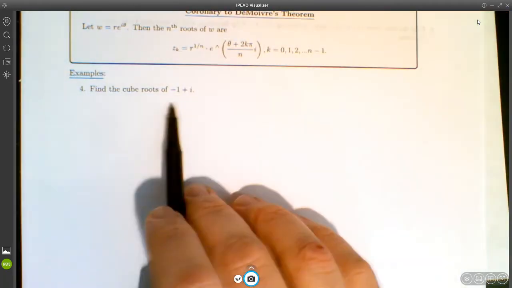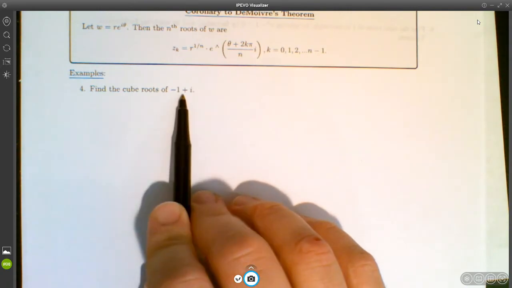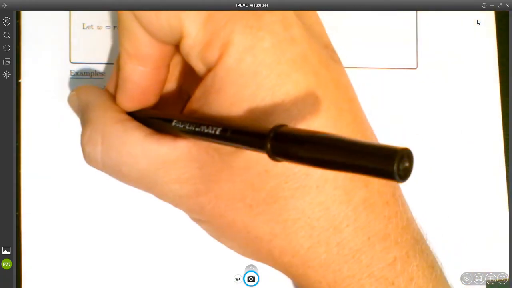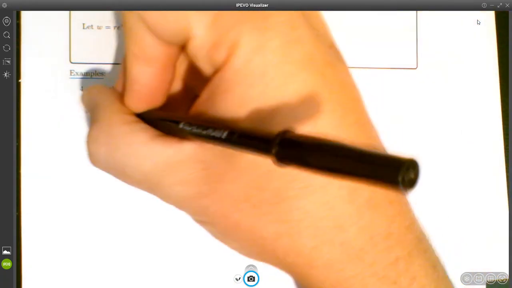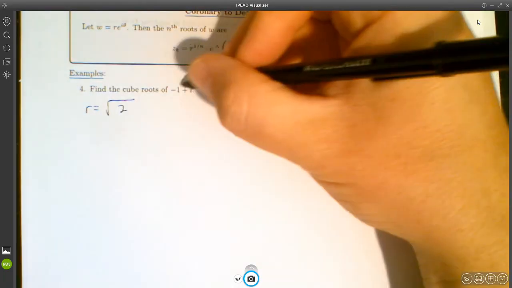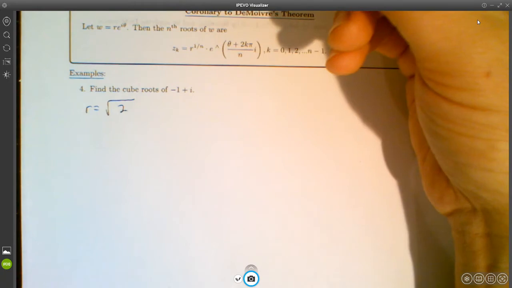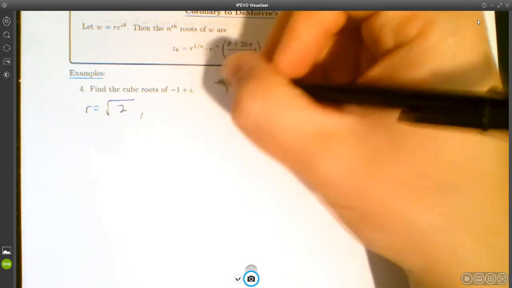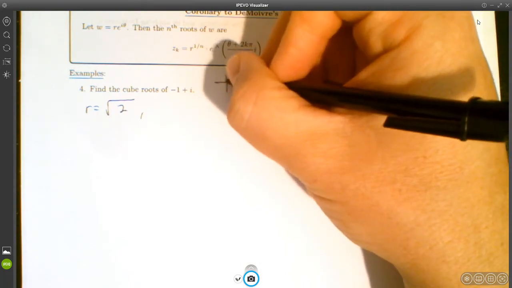I'm going to say, first of all, I need to rewrite this rectangular number in polar form. And so I'm going to call it w. Well, r is going to be the square root of 2 again, right? Negative 1 squared plus 1 squared is 2. So r is the square root of 2. What about theta? This number, negative 1 plus I, is here in quadrant 2.